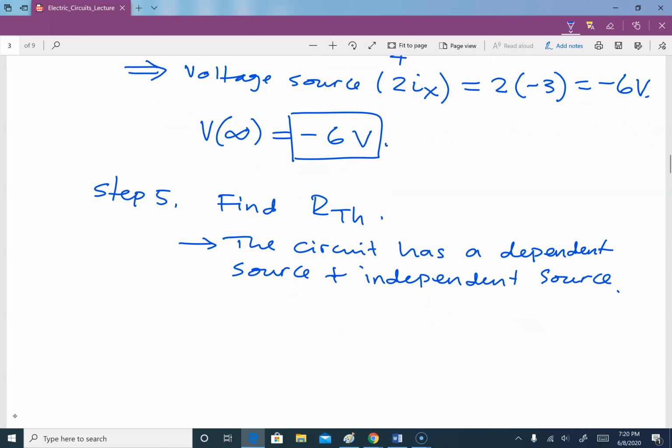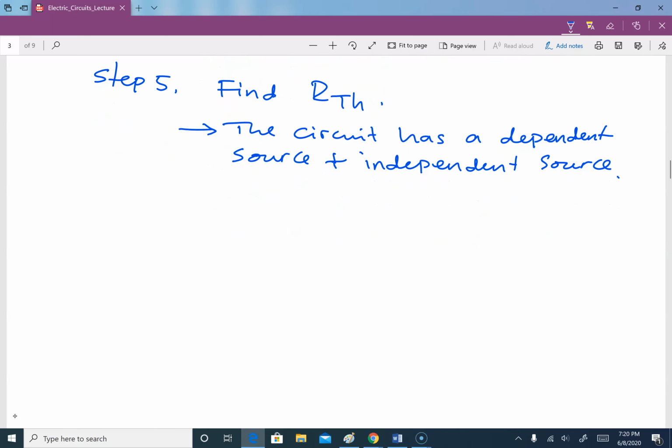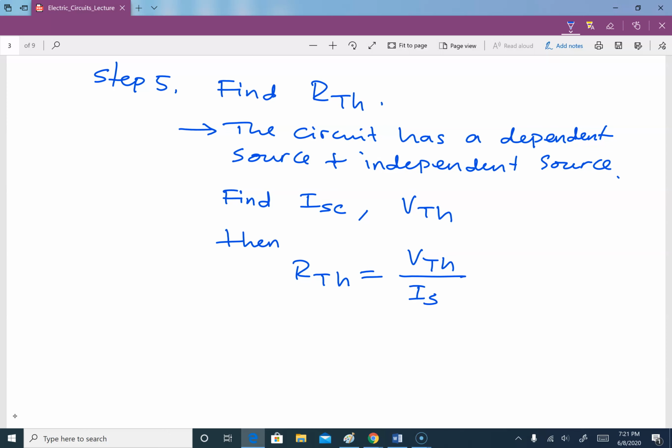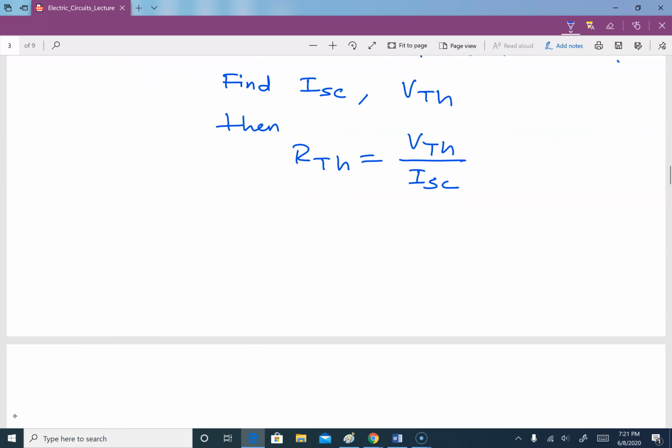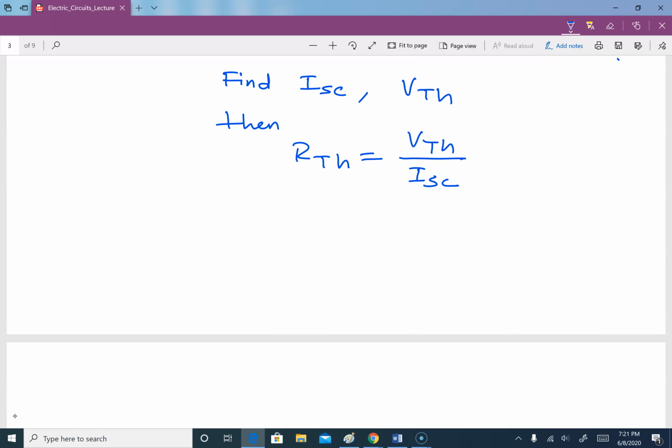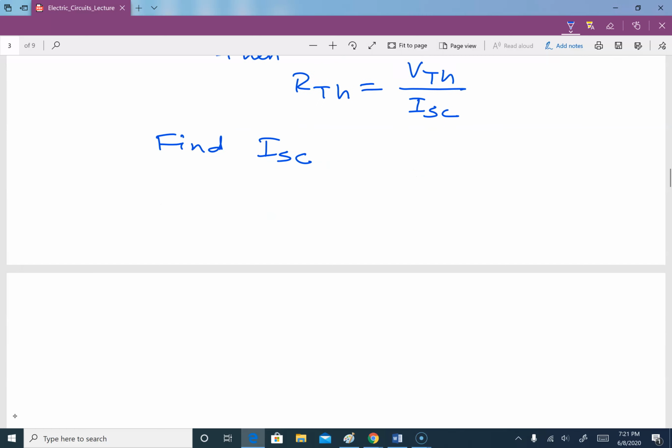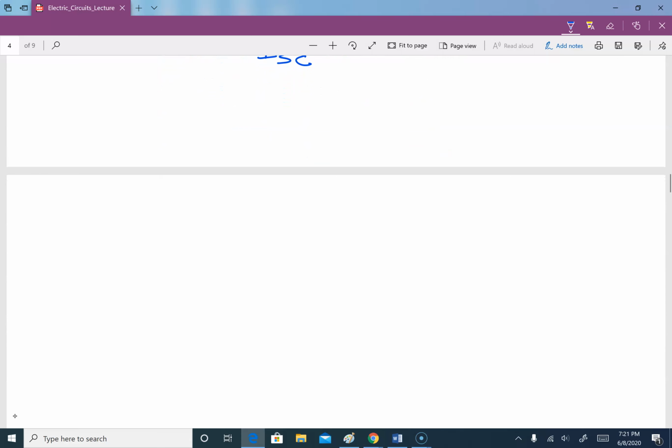That means we are going to need to find I short circuit and V Thevenin. Then R Thevenin is equal to V Thevenin divided by I short circuit. So let us find I short circuit. To find I short circuit, we need to draw our circuit.